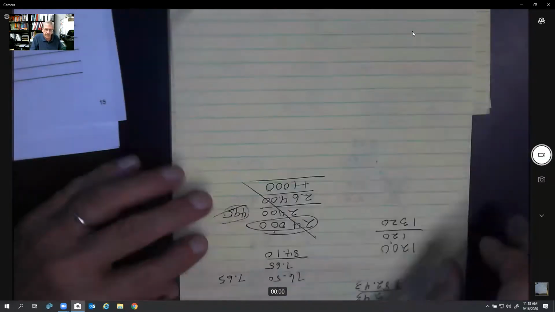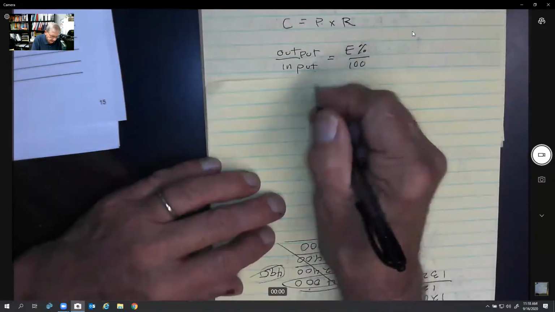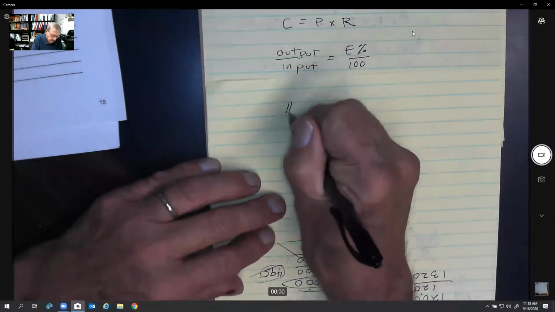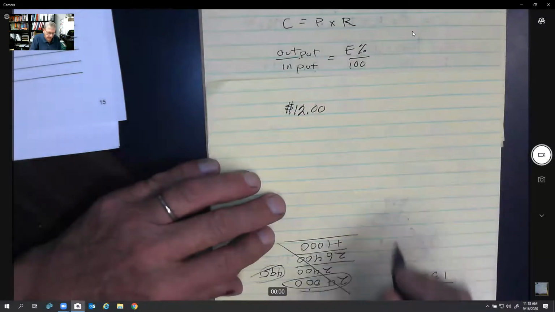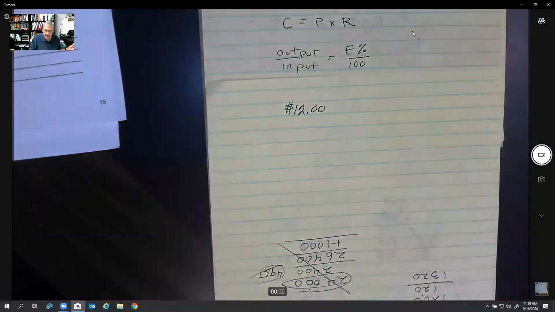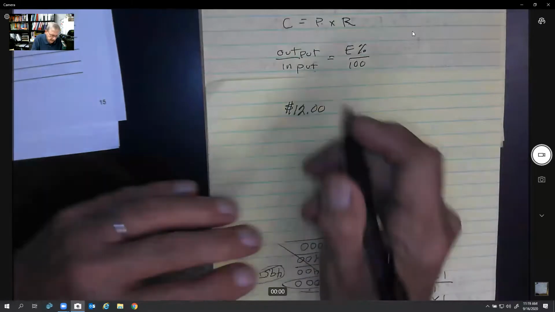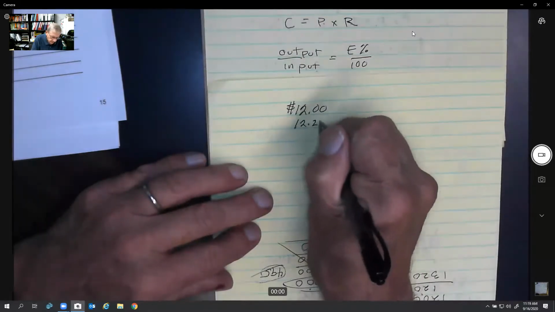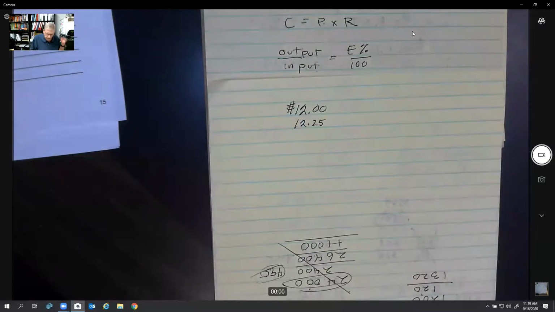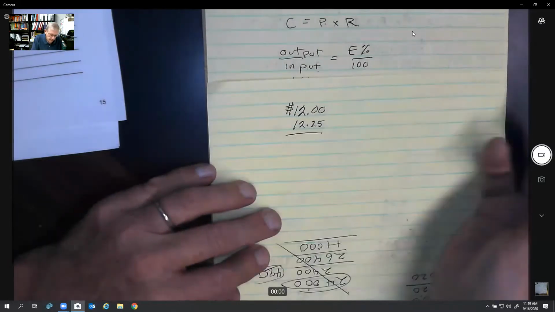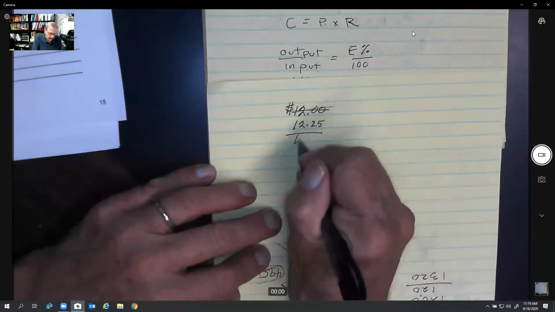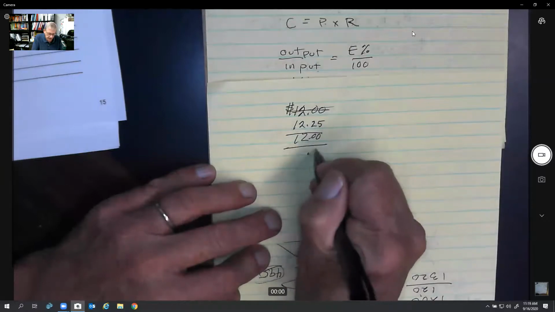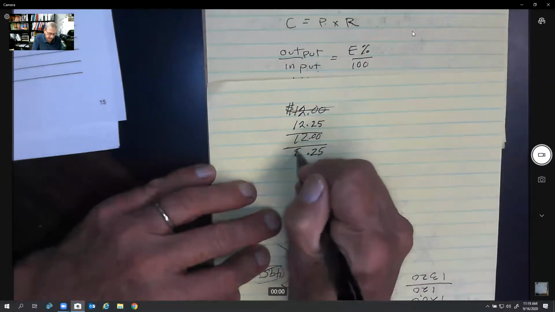Sometimes that's interesting because, here I'm running out of paper. Let's suppose you were making $12 an hour. And now they give you a 25-cent an hour raise. So now you're making 12 and a quarter. So you want to figure out how much raise did they give me as far as a percent? Okay, find the difference, subtract these. Well, let's put the 12 on the bottom. That would be a 25-cent raise you got.